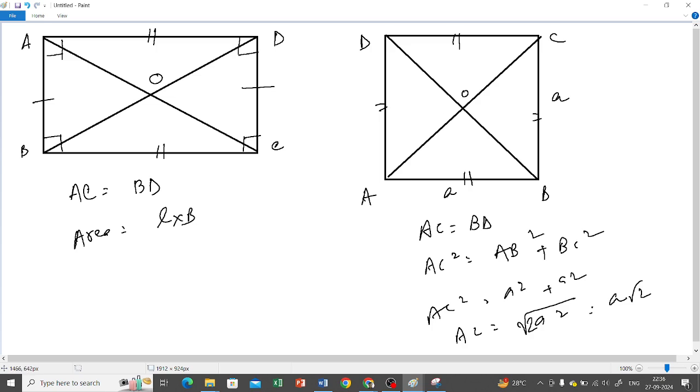And what is the area of a rectangle? What is the area of a square? The area of a rectangle is length into breadth. So AB into BC. Understood? Yes, sir.